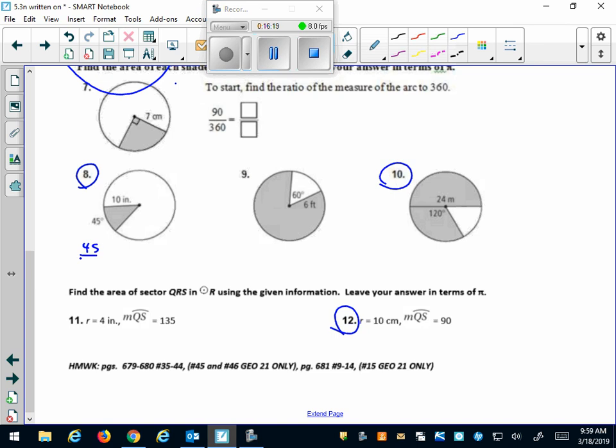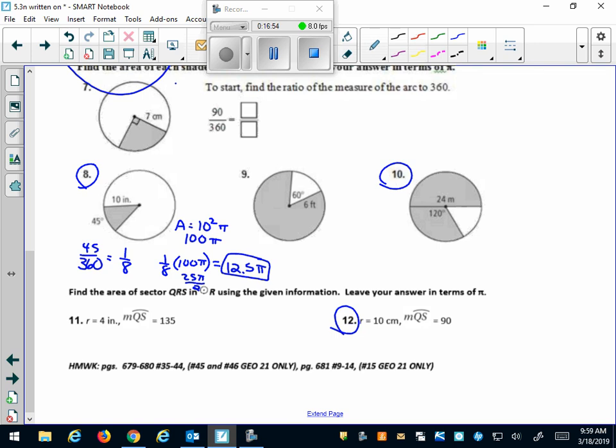This was 45 out of 360, which is 1/8. The total area is 10 squared pi, which is 100 pi. So, in exact form, since 1/8 of 100 is kind of a nice decimal, not perfectly whole number, but it comes out to 12.5, you can leave this as 12.5 pi. If you want to leave it as a simplified fraction, you would just get 25 pi over 2. And that's fine too. Okay?